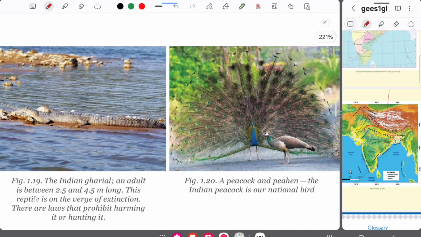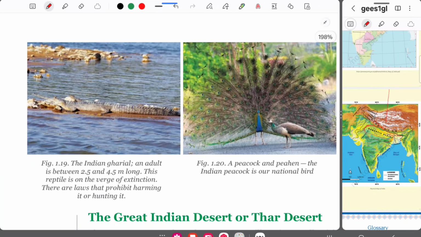So okay, there are two more images there. Let us see. The Indian gharial, an adult, is between 2.5 and 4.5 meters long. This reptile is on the verge of extinction. There are laws that prohibit harming it or hunting it. So this reptile, which is known as the Indian gharial, is on the verge of extinction, okay. And they have given the size also, that an adult is usually between 2.5 to 4.5 meters long. So it is very long, isn't it? And there are so many laws which prohibit harming or hunting of this animal. As this is on the verge of extinction, what should we do? We should be saving them, isn't it?